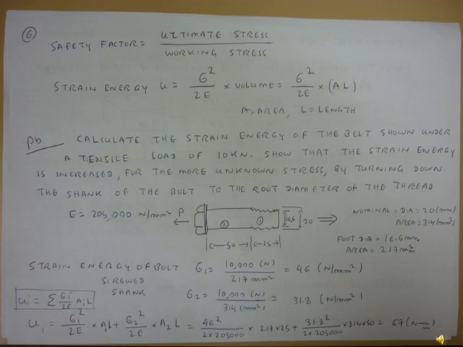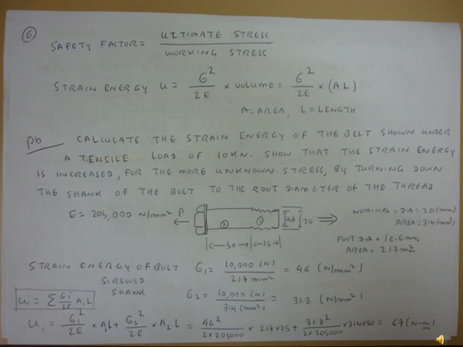And another is the strain energy. The strain energy U can be calculated as G squared divided by 2E, multiplied by the volume. So G is the stress, E is the Young's modulus, and the volume is the area multiplied by the length. So U equals G squared divided by 2E multiplied by the volume. Based on those principles and equations, we need to solve the problem.